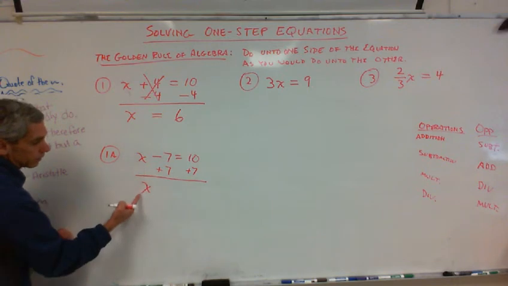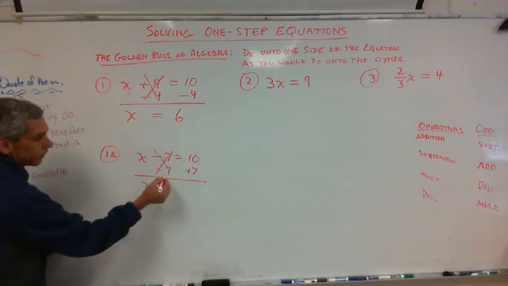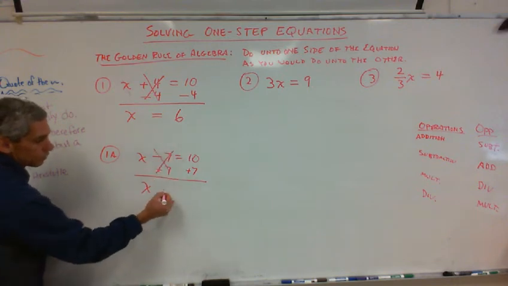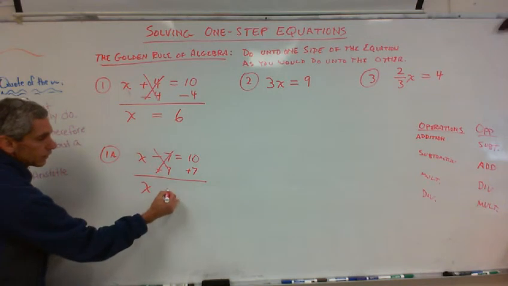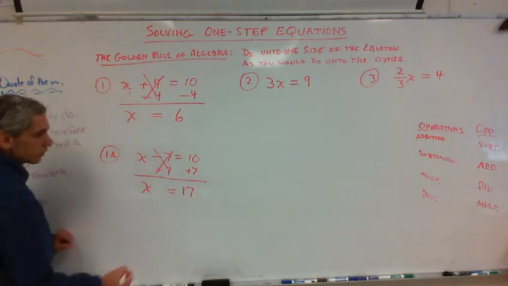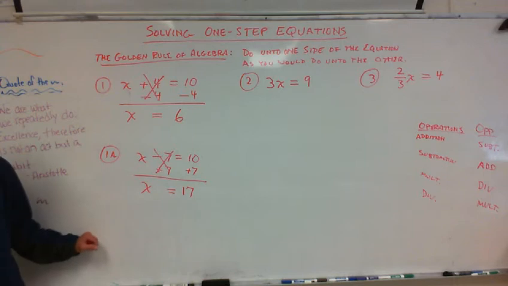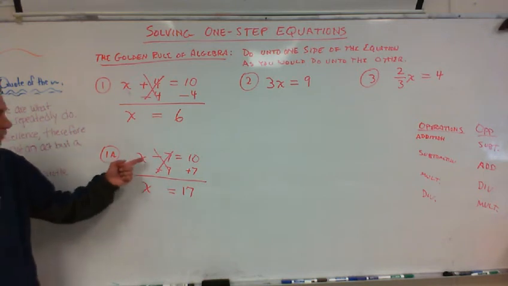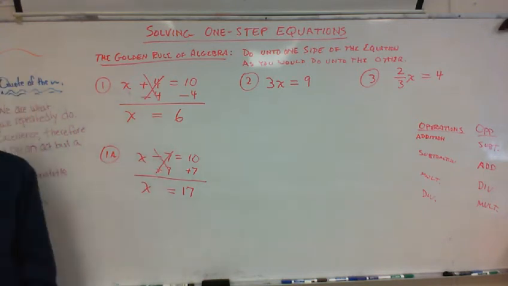X plus nothing is X. These cross out. -7 plus 7 is just 0. So I don't have to write 0. And then equals 10 plus 7 is 17. So, right? Yeah, 17 minus 7 is 10. Makes sense. Good. All right.